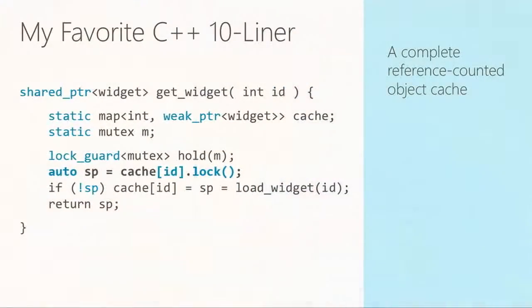Loads it. And it doesn't do the speculative load where you get two loads at the same time and you might throw one away. You could do it that way and hold the mutex less long. But it does the load under a mutex, so you don't do redundant loads. This is a really cool, complete reference-counted object cache that is thread safe.